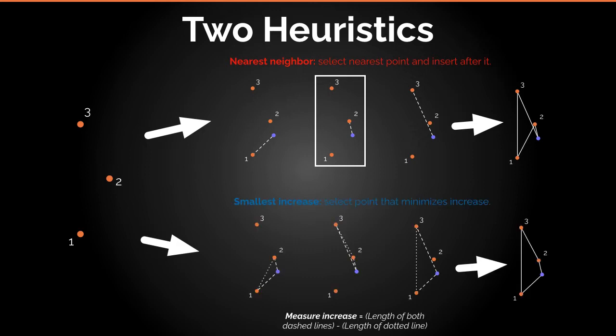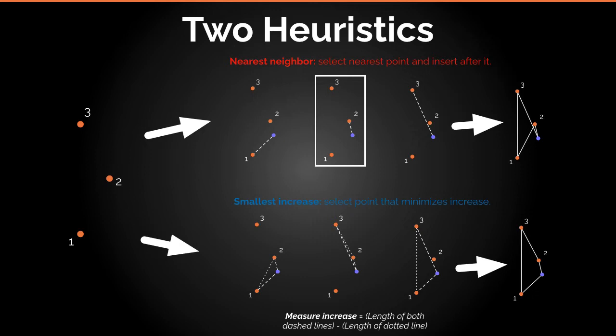Okay, so now the smallest increase heuristic is slightly different. I'm sorry, I didn't realize that the blue wouldn't be seen, but here smallest increase says select a point that minimizes the increase of the tour. So in all of these examples, what the algorithm does is it measures the distance between point 1 and point 2, and then it compares that to the distance from point 1 to the blue point to point 2, if it were inserted between point 1 and point 2. Then it does the same thing, and it measures the increase of inserting the blue point between 2 and 3.